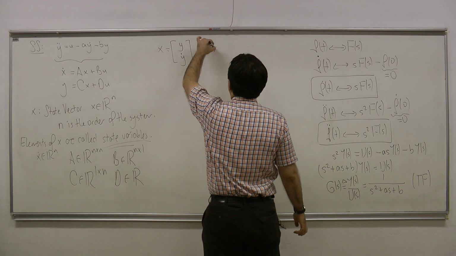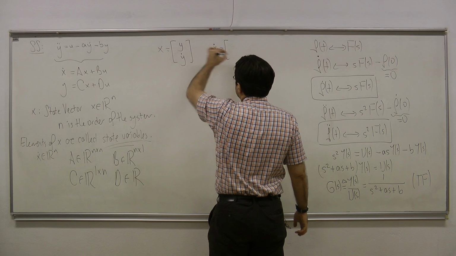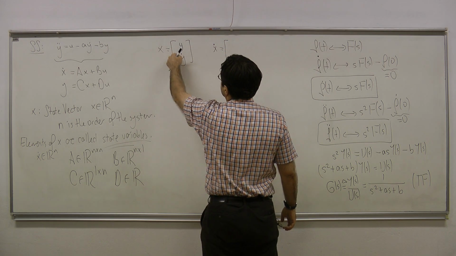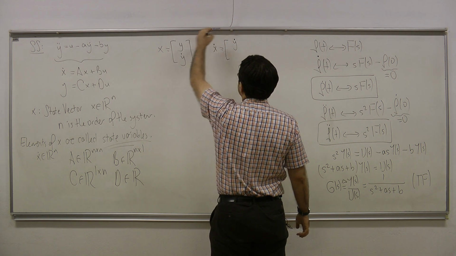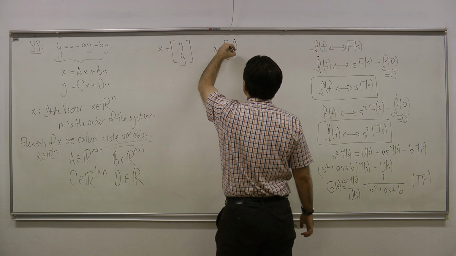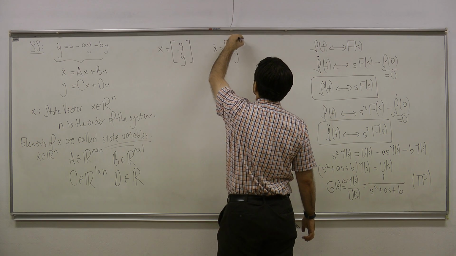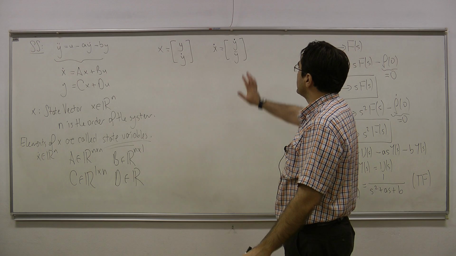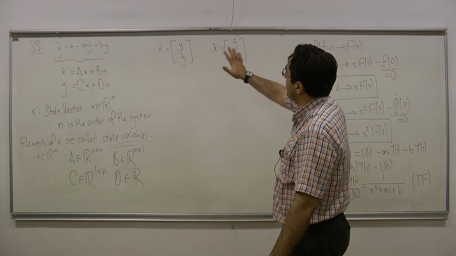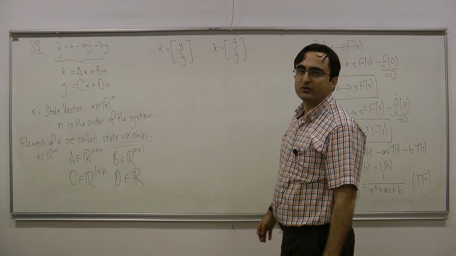Then I'm going to write x dot here. So let us write what x dot is. It is just going to be the element-wise derivatives of these two terms. So the derivative of y is going to be y dot, and the derivative of y dot is going to be y double dot. Now let us try to find the state space representation corresponding to this state vector selection.